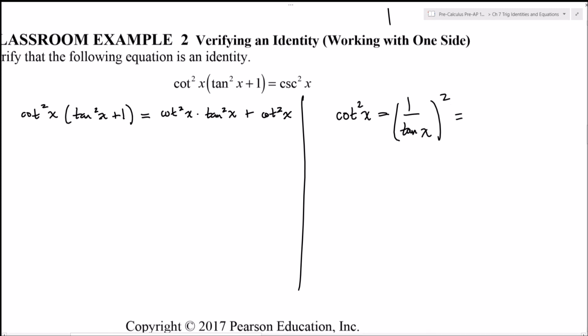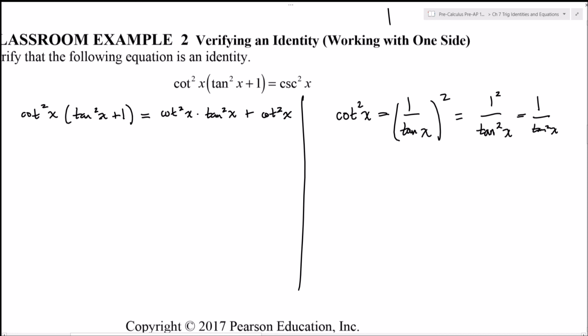And if you remember, to square a fraction, you would distribute that power of 2 to both the numerator and the denominator of that fraction. So that's the same thing as 1 squared, which is 1 times 1, and that's just 1. And to square tangent, you just write it in superscript. So that's 1 over tangent squared. I don't have to write the square on the 1. That's exactly what I wanted to show.